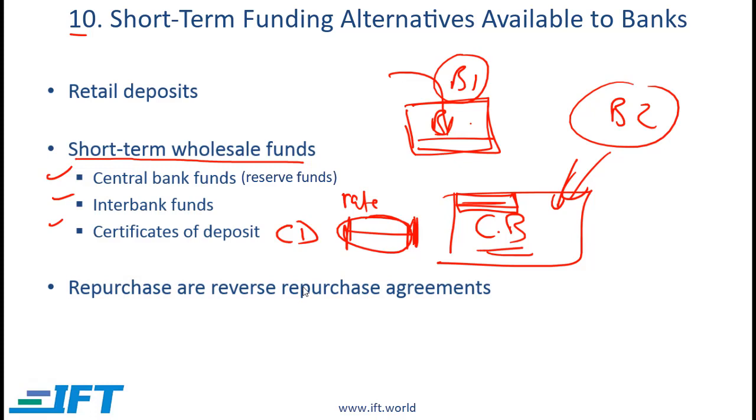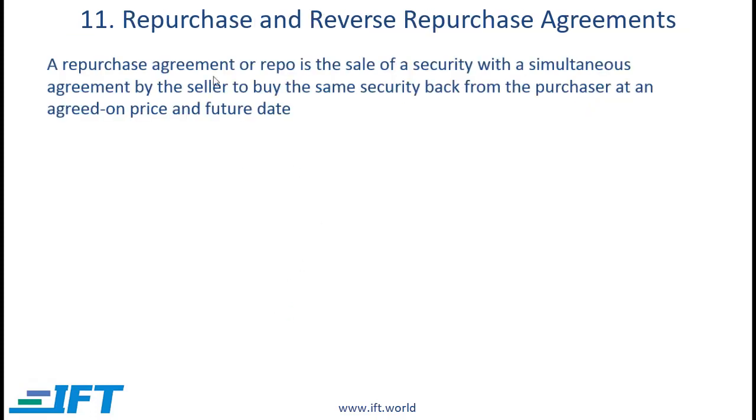Next, we come to repurchase agreements, also called repos, and reverse repurchase agreements called reverse repos. This is important because these instruments are used extensively. First, let's understand the definition. A repurchase agreement or repo is the sale of a security with a simultaneous agreement by the seller to buy the same security back from the purchaser at an agreed on price and future date. If you read this carefully, this is effectively like collateralized borrowing.